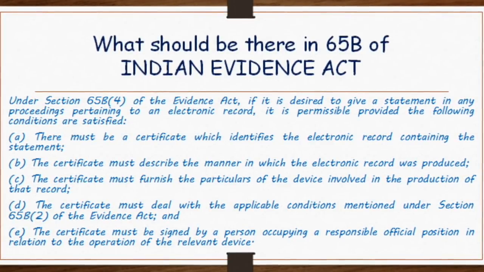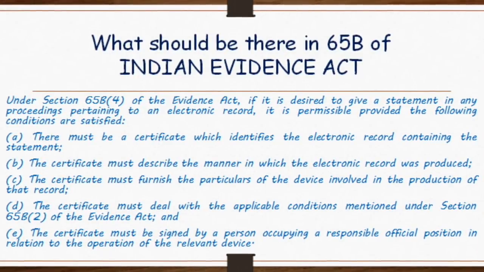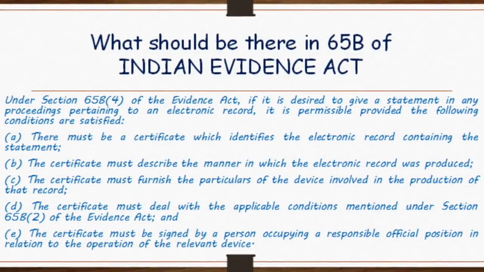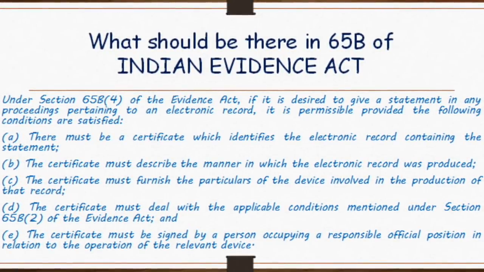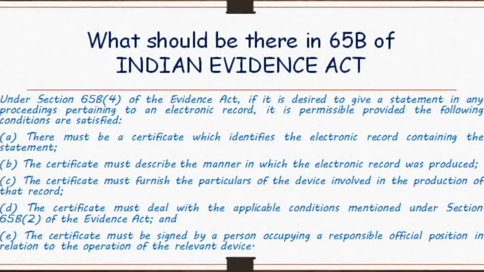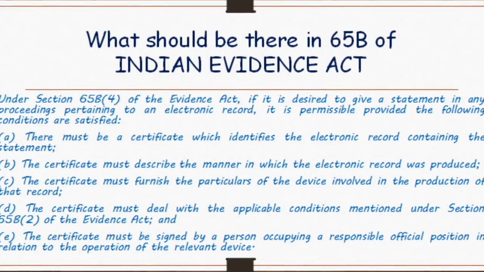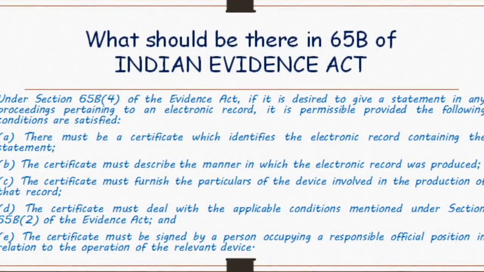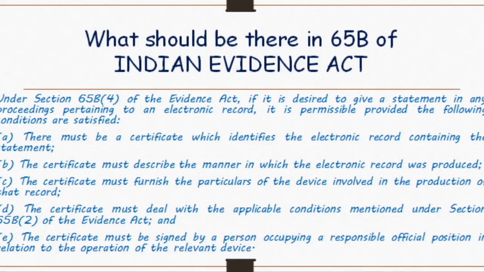The certificate must describe the manner in which the electronic record was produced. The certificate must furnish the particulars of the device involved in production of that record. The certificate must deal with the applicable conditions mentioned under section 65B subsection 2 of the Evidence Act, and the certificate must be signed by a person occupying a responsible official position in relation to the operations of the relevant devices. So that is a matter of law.